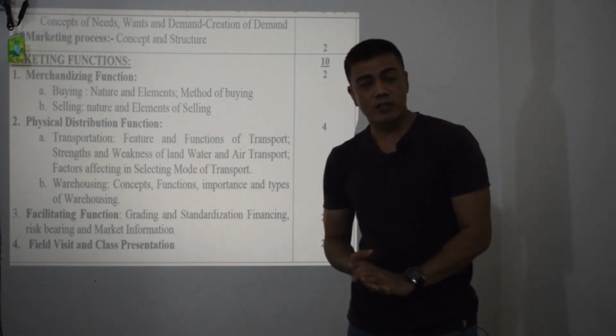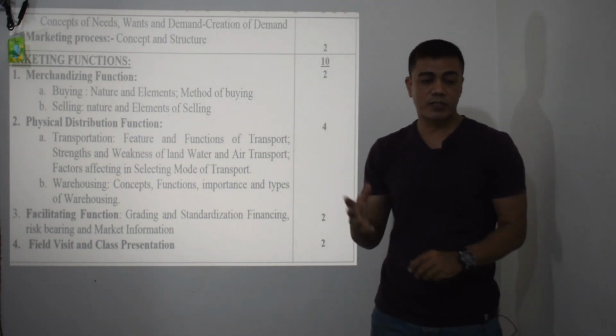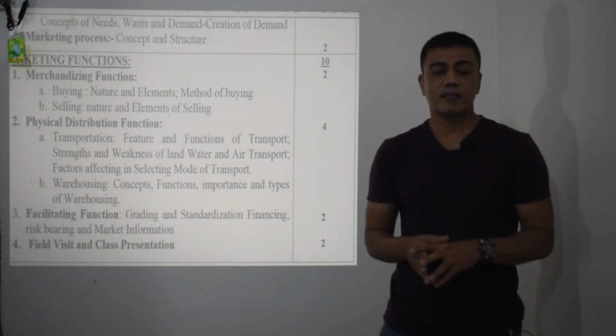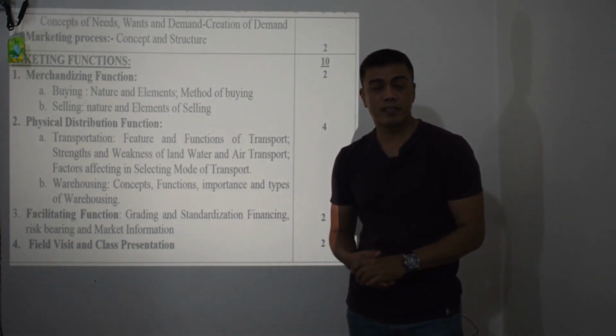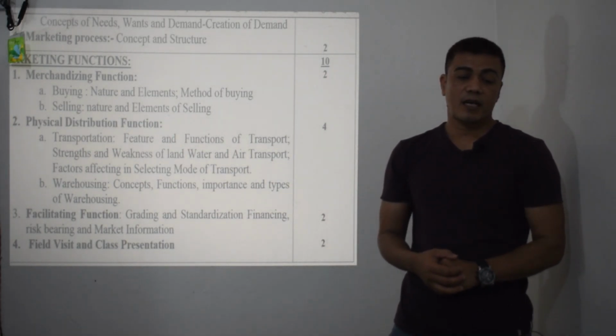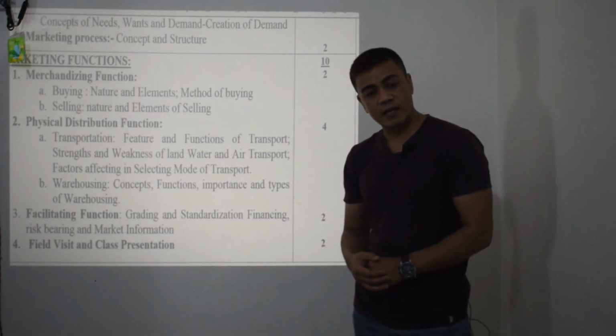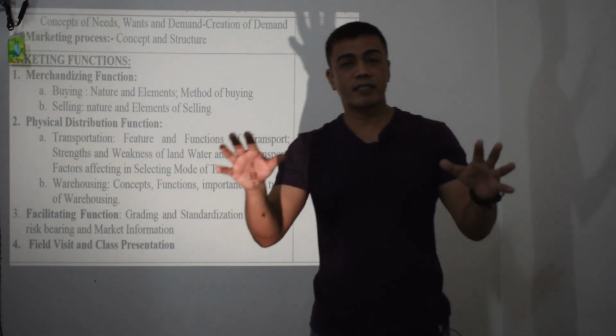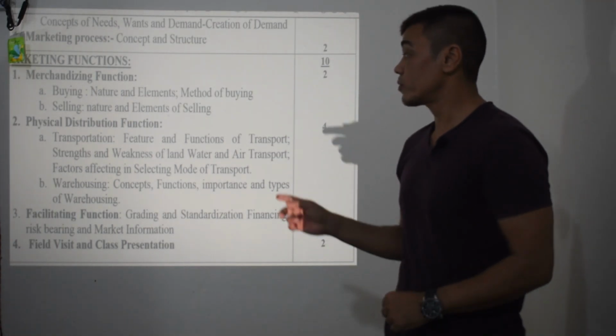Now the physical distribution function. Under this come transportation and warehousing. You need to understand the various means of transportation, their strengths and weaknesses, and what factors should be taken into consideration while selecting the mode of transportation, which you also need to study.